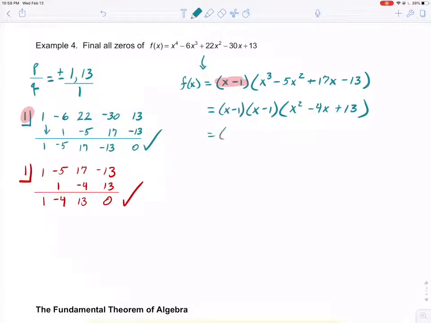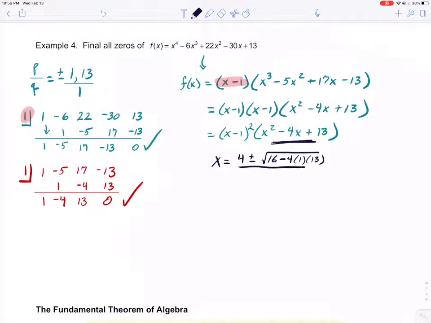I'll point out, by the way, that I could write this as x minus 1 squared times x squared minus 4x plus 13. And then it's easier to see that that is a double root because of the square. All right? So I'm going to use the quadratic formula here on this quadratic that we have left over. So x equals the negative of negative 4, which is positive 4, plus or minus the square root of negative 4 squared, which is 16, minus 4 times 1 times 13. And if you like to think ahead, you're already noticing that we have an issue with this radical. We're going to end up with a negative inside.